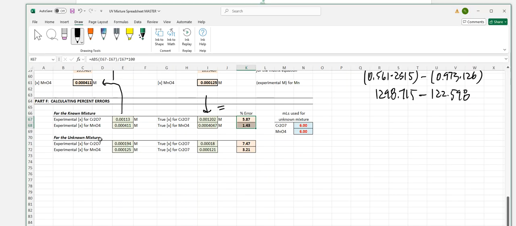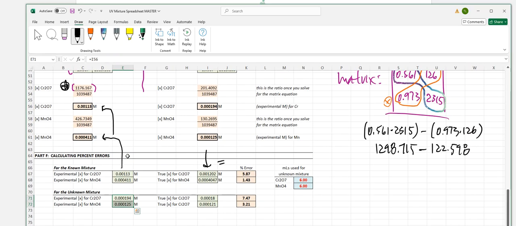Next up, for the unknown mixture, you're going to key in your numbers that you obtained experimentally after the matrix. In this example, these values are from the unknown. So that's this one and that one. Your true concentrations are just as before. There's no difference there. At least there shouldn't be.